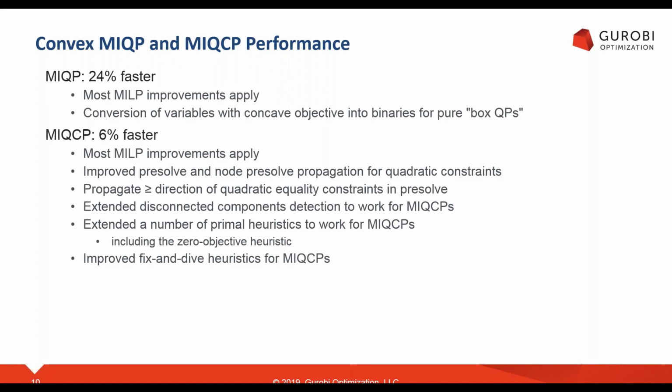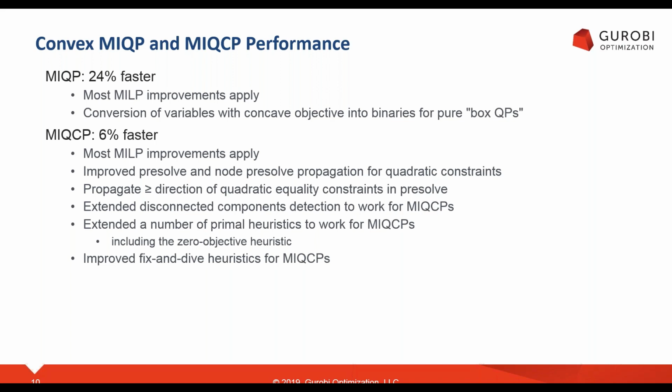Okay, let's look at the last class of problem instances, which we typically measure performance for, which is the mixed integer quadratic programs. That means you have linear constraints and a quadratic objective function, and then the mixed integer quadratically constrained programs, which means that you also have quadratic constraints, and you may have also a quadratic objective function or a linear function. So MIQPs got 24% faster. Of course, all of those MILP improvements apply as well here.